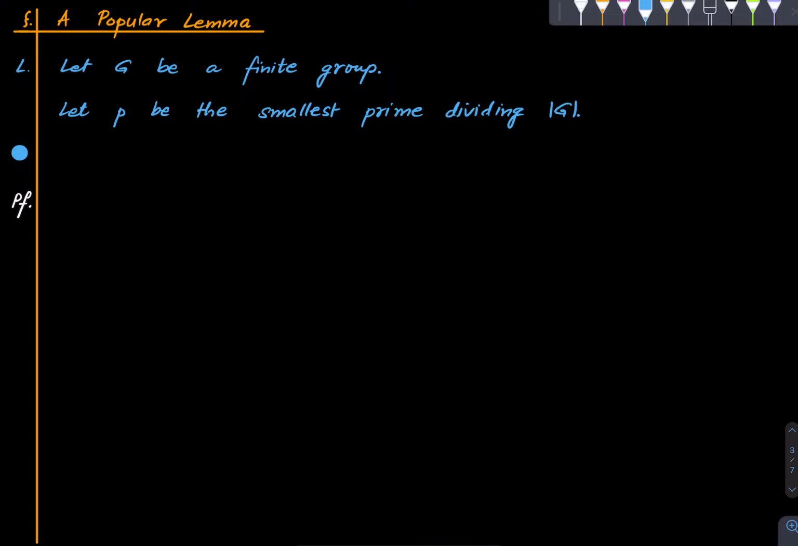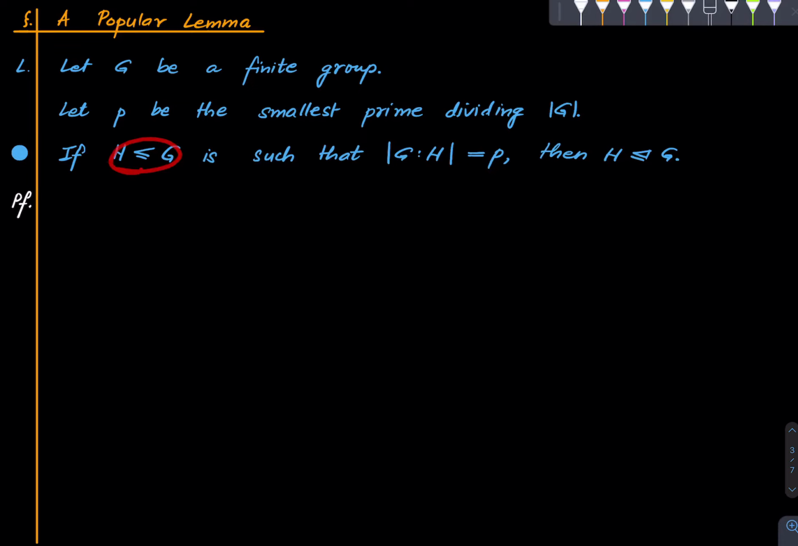So what is the lemma? We have a finite group G, and suppose p is the smallest prime that divides the cardinality of the group. Amongst all the primes that divide the cardinality of the group, pick the smallest one. Then we show that any subgroup of G whose index is that prime is actually a normal subgroup. Pretty strange statement, and it's not easy. It's a non-trivial proof, and I suppose this is the only proof I know, the proof that I'm going to give. So this is how it goes.